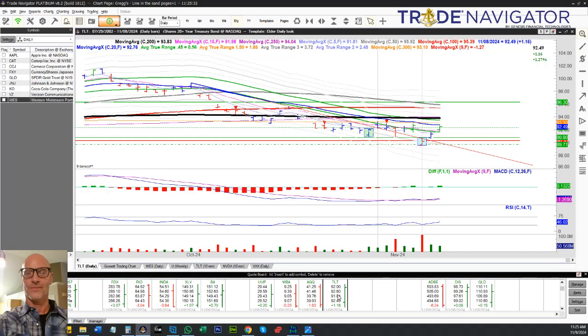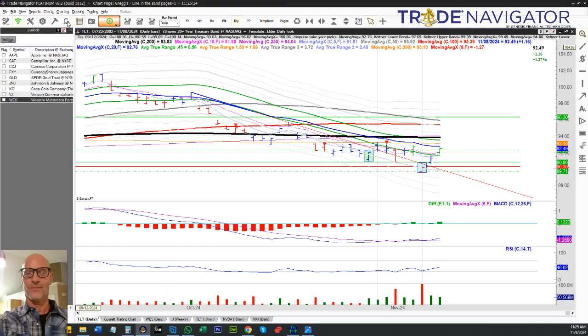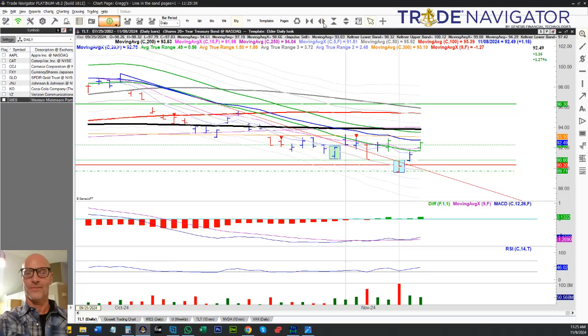And then TLT, another abandoned baby, and this one did not work out, but it was a pretty small loss. Back here on the 29th of October, we had a gap down, then a gap up. This generally signifies that in the future you're going to be higher. I got short here at 92.30, placed my 4 ATR profit target above, my 2 ATR stop loss below, and then we went down.